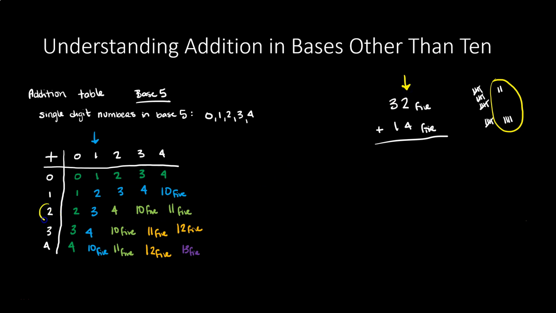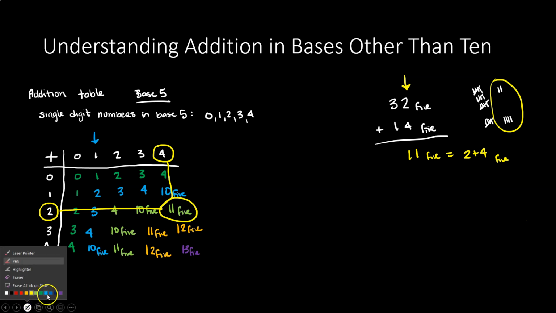2 plus 4 is where row 2 matches up with column 4. That's 1, 1, base 5. I'm going to use the expanded algorithm here to say 2 plus 4 in base 5 looks like 1, 1, base 5. I'll spread those out. 1, 1, base 5. And then we can move on to the next column.